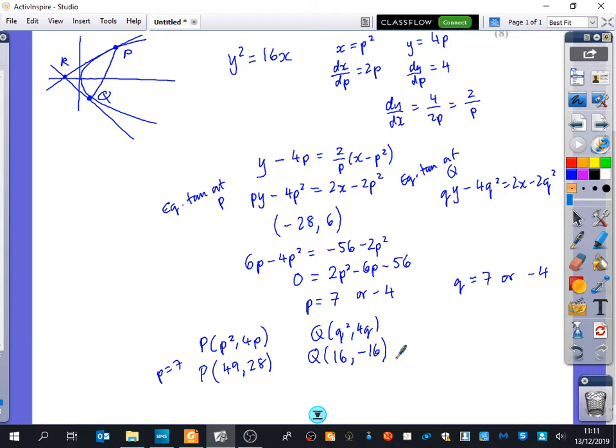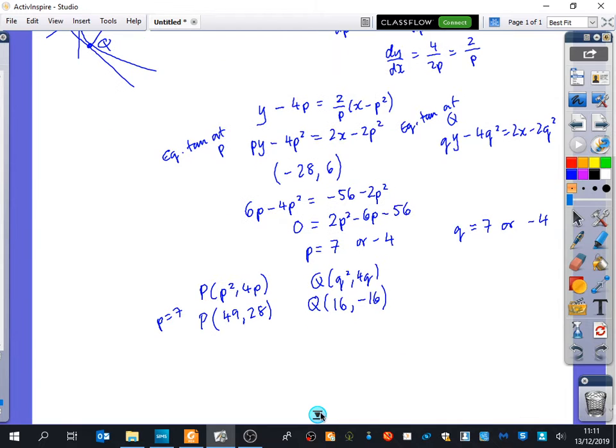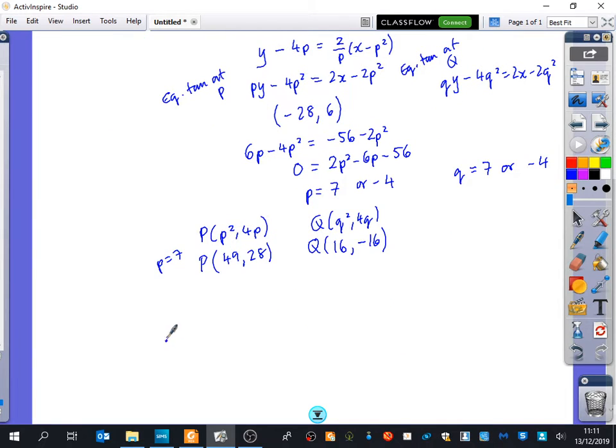So now we've got a completely different problem that is almost like a part 2 of this question. We've now just got 3 coordinates. We've got P, and I don't care if these are drawn correctly or not. I've got P, Q, and R. Then probably not drawn correctly at all. And we're trying to find out the area of this triangle. So we've just said P is 49, 28. Q is 16, minus 16. And R is minus 28, 6.